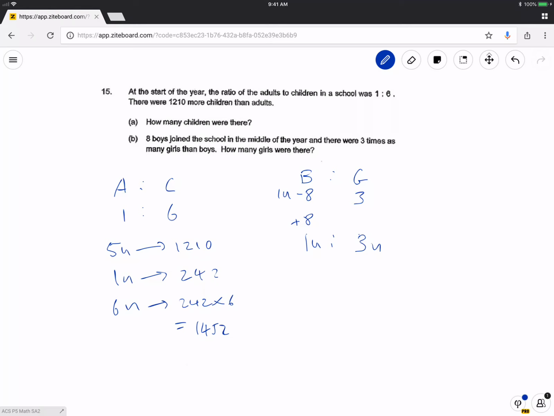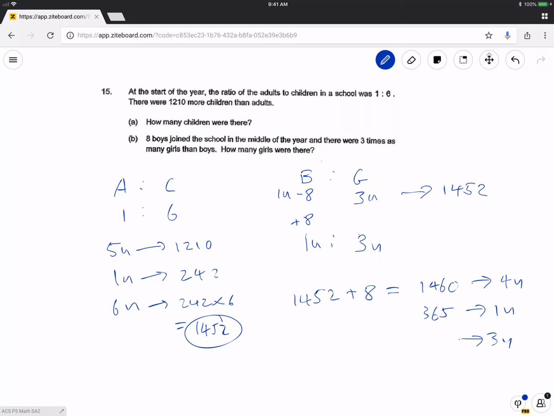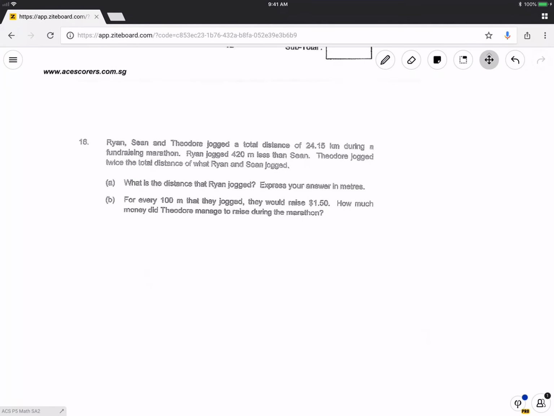Okay, so how many girls were there? These girls remain unchanged. I know that 1,452 is the total of boys and girls, so I take 1,452 plus 8. I get 1,460. Now 1,460 is equivalent to 4 units. So 1 unit would be 1,460 divided by 4, which is 365. 3 units, girls, is 1095. Okay, that's part B, and moving on.